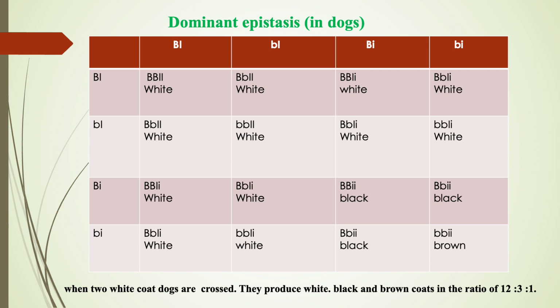Like that, you have three black coat colors being expressed and one brown, which carries both the recessive alleles. Since small b expresses brown color in the absence of capital I, the epistatic factor, and only small i is present, brown color is expressed. So the dominant epistasis ratio is 12 white to 3 black to 1 brown.